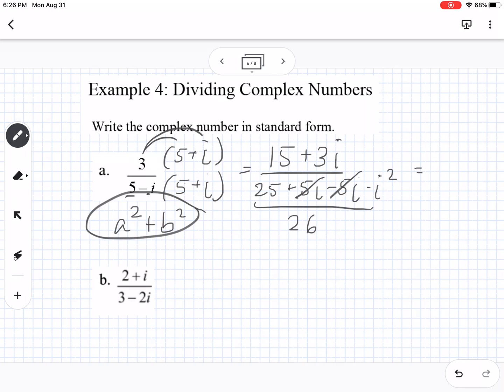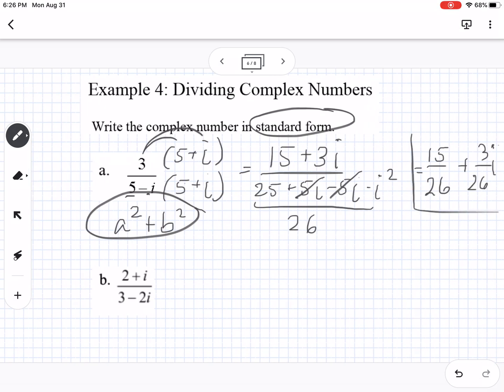So that means my final answer in standard form would be 15 over 26 plus 3 over 26 i. Oops, I'm running out of space. So there's my final answer.